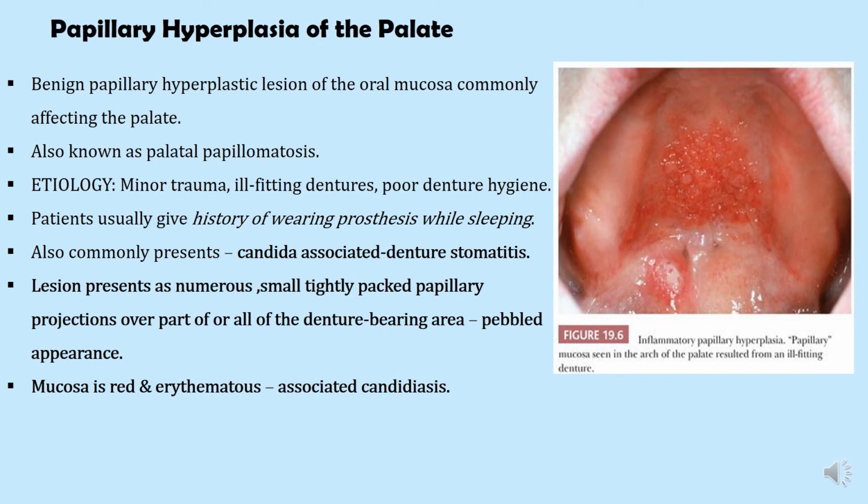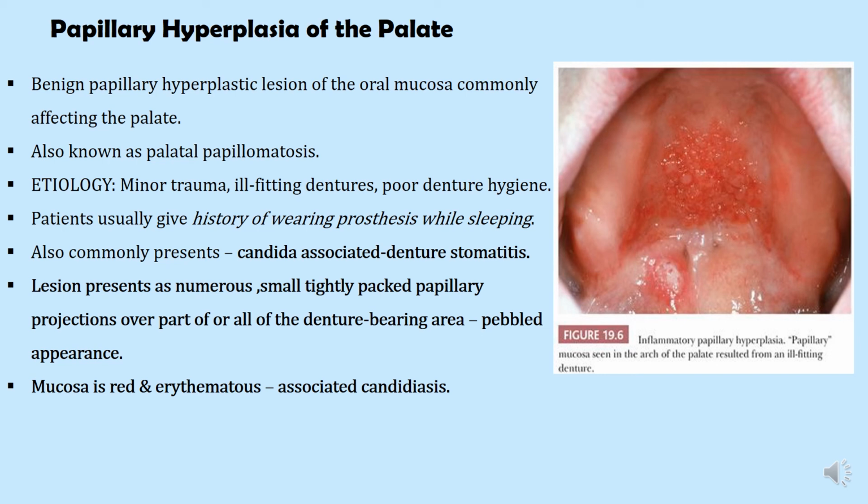Lastly, the lesion that we are going to discuss is called papillary hyperplasia of the palate. So this is the clinical presentation of papillary hyperplasia of the palate. This condition presents on the hard palate, usually seen in middle-aged to elderly female patients, almost invariably under an ill-fitting upper denture. The exact etiology is not known, but it is thought that chronic trauma from a rocking denture predisposes to the development of these lesions. Patients usually give a history of wearing the prosthesis while sleeping.